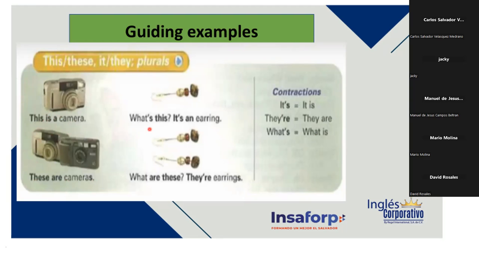Mario Molina, question and answers. What's this? It's an earring. Repeat, what's this? Es como imagínense que tuviera una E en vez de una I, this. Pero recuerde pronunciar la S. All right, what's this? Exactly, thank you. All right, don't worry, I got you. Pero ese es el propósito, que yo les pueda ayudar con eso, ¿ok? Okay, vamos con la siguiente.